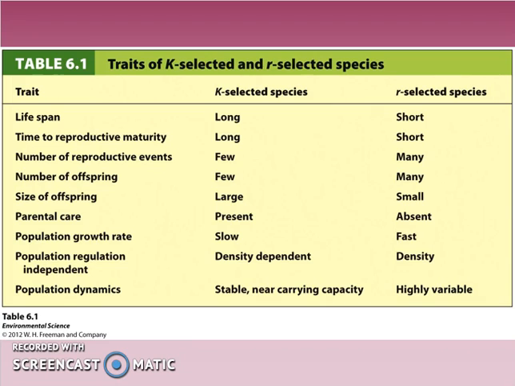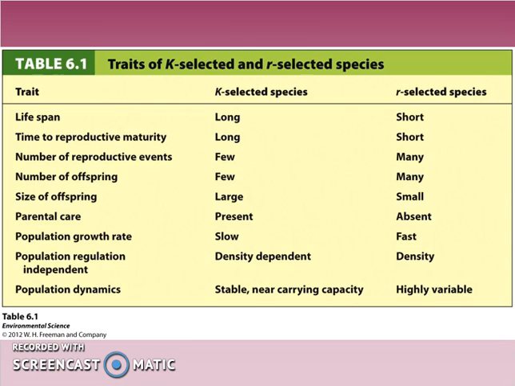Population growth rate, because of these things: if you reproduce late in life, if you only have a couple babies, if you only have a few reproductive events in your life, you produce 10 kids in your lifetime, not 1,000. That's going to slow your population growth rate. You're going to have a very, very slow population growth rate, which means you are less likely to recover from any kind of large population decreases, or you're going to recover very slowly.